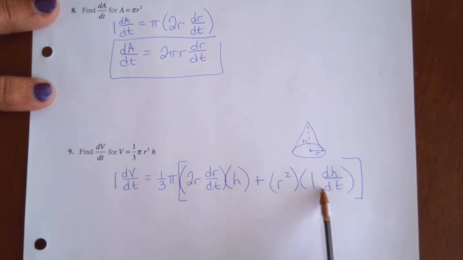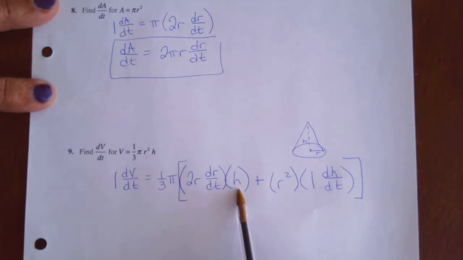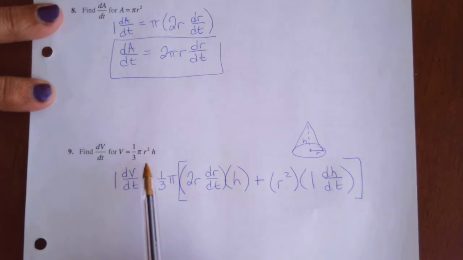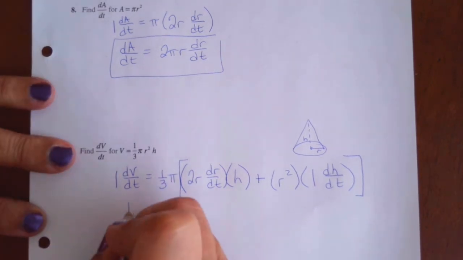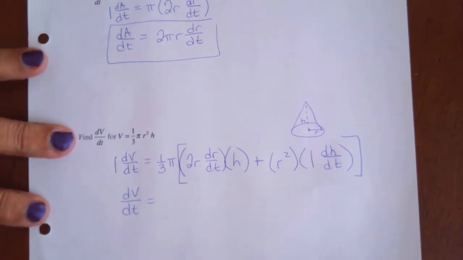Okay, so there's your product rule where you have 4 things, right? Here's the derivative of the first, that's the derivative of r squared, times the second, which was h, plus the first, r squared, times the derivative of h, which was 1 dh dt. 1/3 pi is the constant, it stays out front. All right, so clean that up. So 1 times dV dt is just dV dt, which is what I needed to solve for.